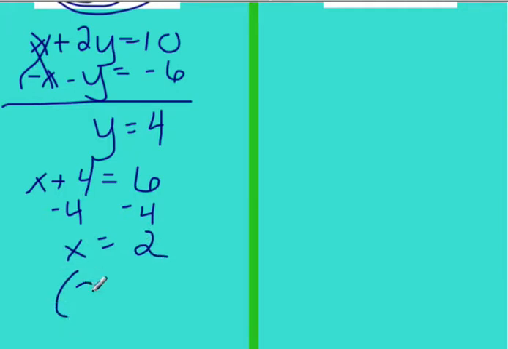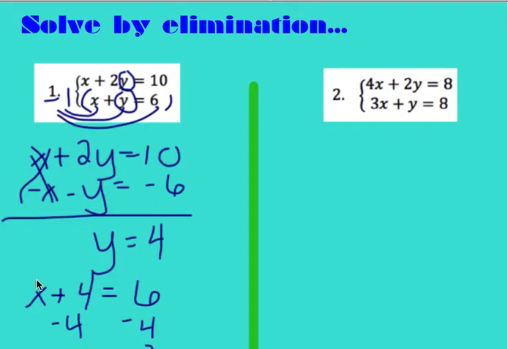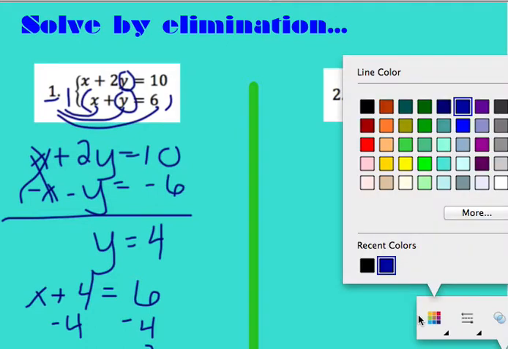Now I want to write my answer as a coordinate: first my x, and then my y. So this right here is my solution for number 1. Now, let's take a look at number 2.